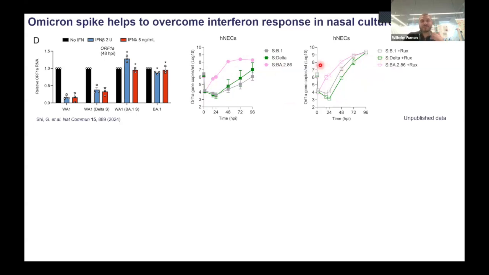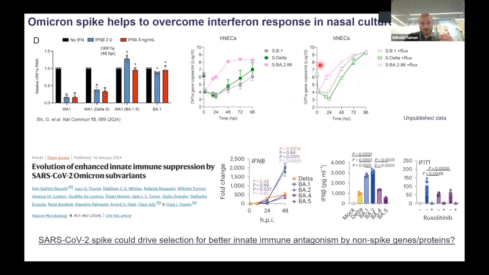So this confirms that regardless of whether you block the interferon response or not, the spike was already giving an advantage to the virus and basically overcoming the interferon response. Somehow this links with a study that we contributed to, collaborating with Claire Joly and Greg Towers' lab at UCL in London. They showed that even in the Omicron era, the virus was at first very bad at antagonizing the interferon response, as you can see here with BA.1 and BA.2 triggering a lot of interferon beta and ISGs, while from BA.5 onward there was actually better innate immune antagonism.